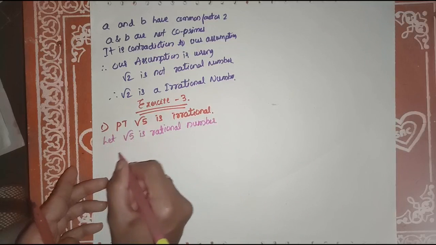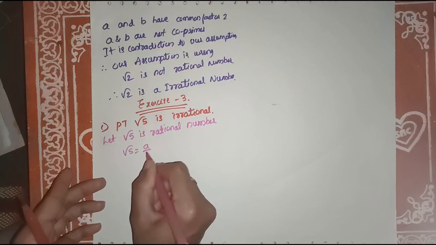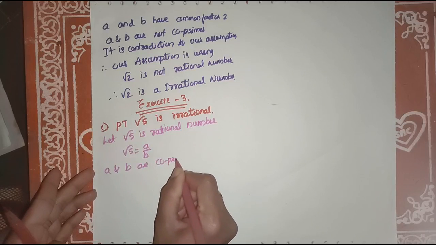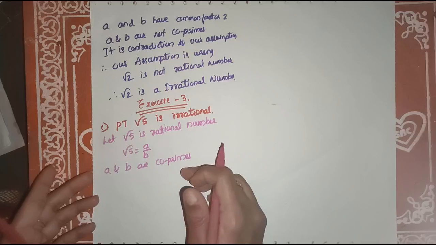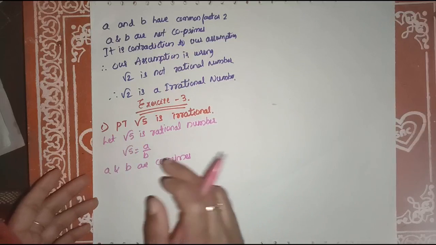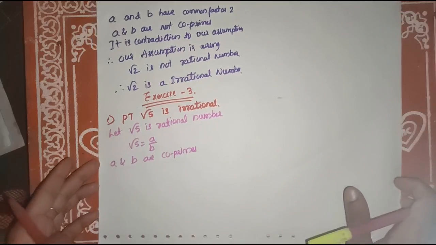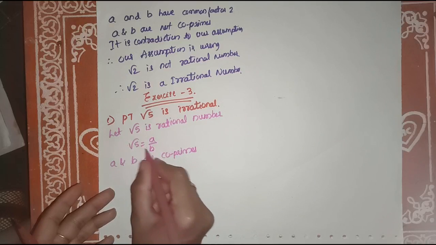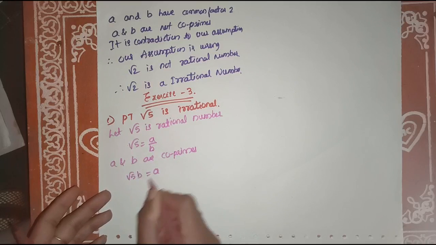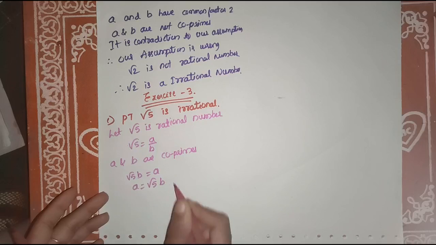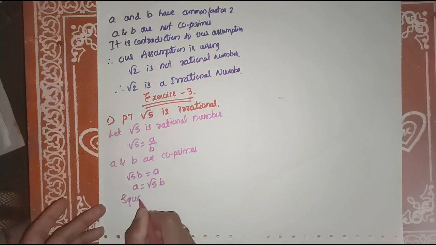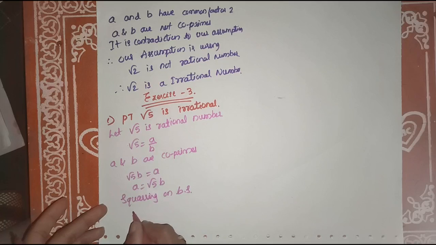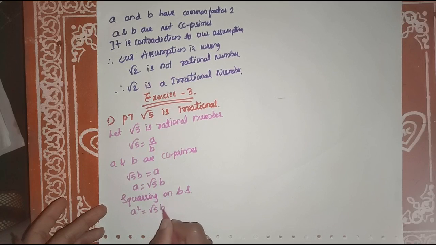Then root 5 can be written as a by b, where a and b are co-primes. We need to prove it is irrational, that is we need to prove our assumption is wrong here. So here I just write a is equal to, I send here, that is root 5 b. So this is a is equal to root 5 b. So squaring on both sides. Now here we have a square is equal to (root 5 b) whole square.